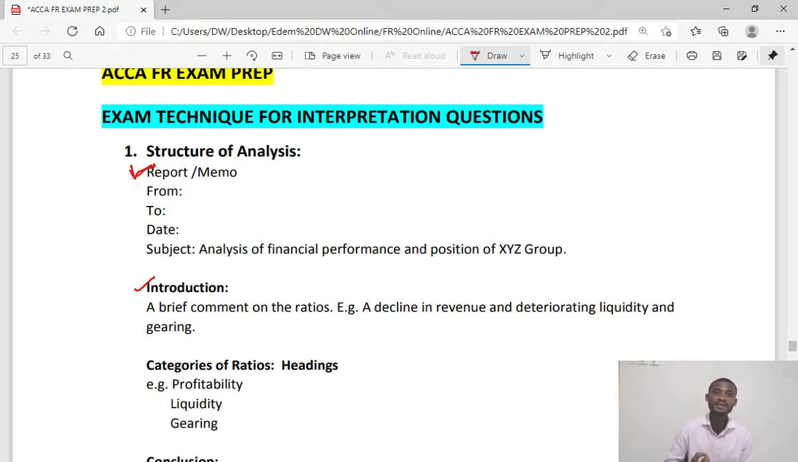So you comment on the ratios. For instance, in the period, has there been a decline in revenue, for example? If there is, then it is good to pass that comment in the introduction to say that XYZ group recorded a decline in revenue of, let's say, 20% in a year. It's very important you put that. Now, how about liquidity? How about gearing? Maybe from the question, a significant issue is with liquidity. The entity's liquidity position deteriorated in the period, or they were having liquidity challenges. That can come in your introduction as a comment.